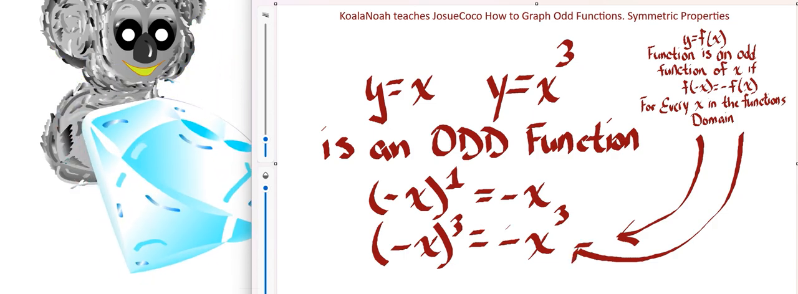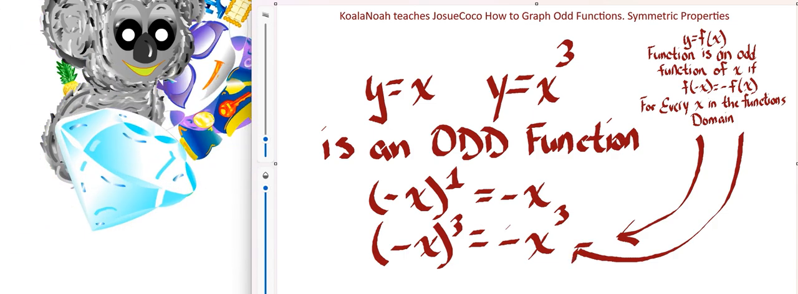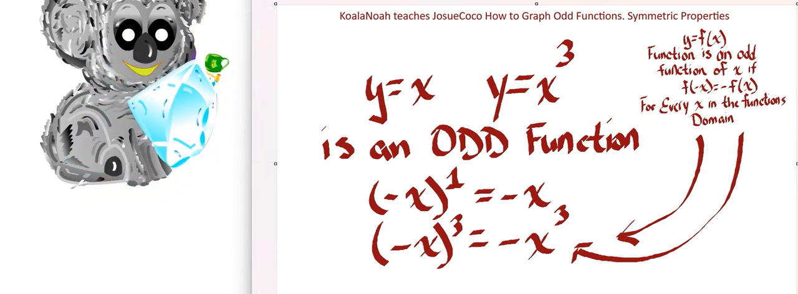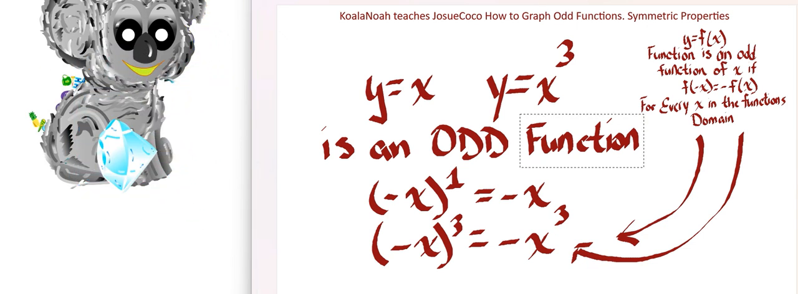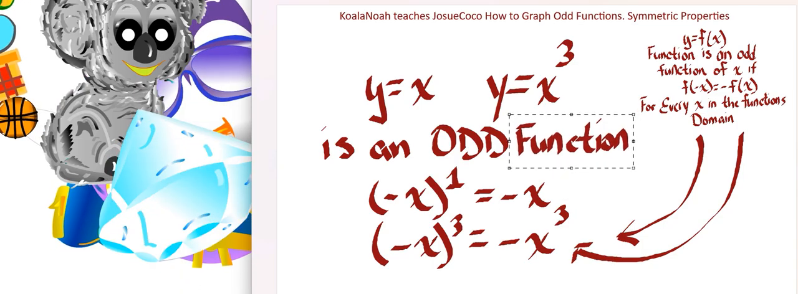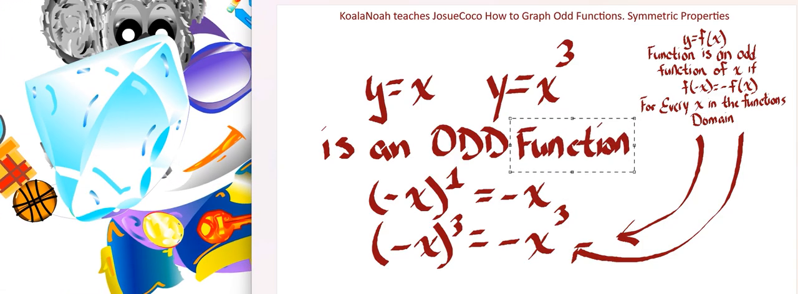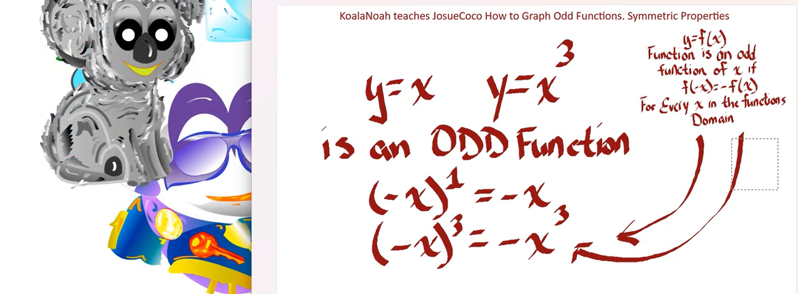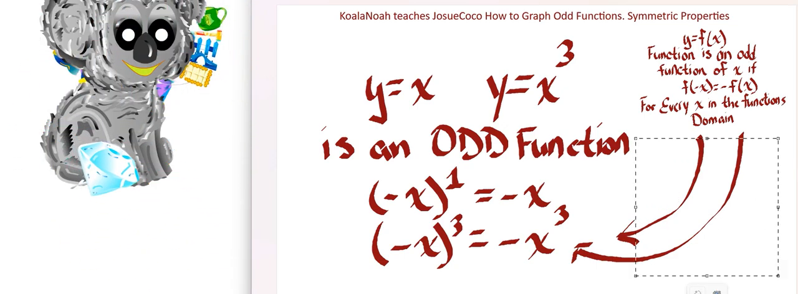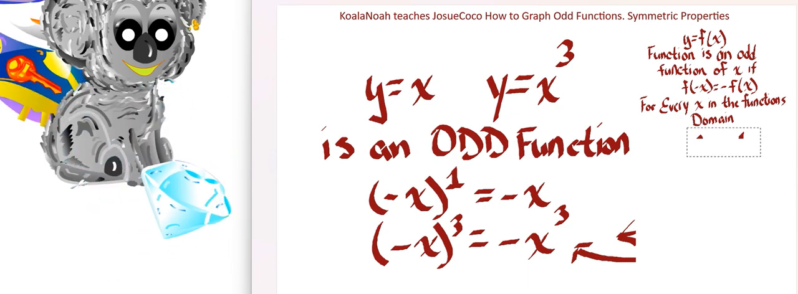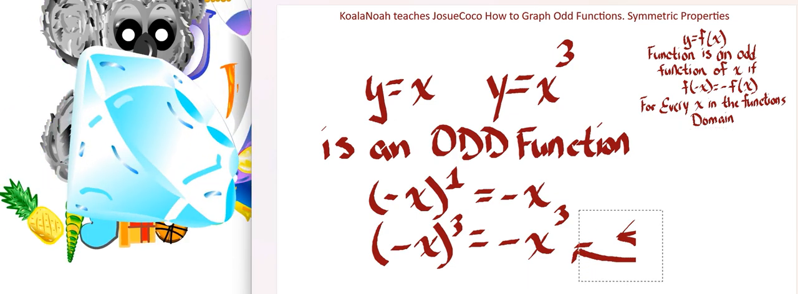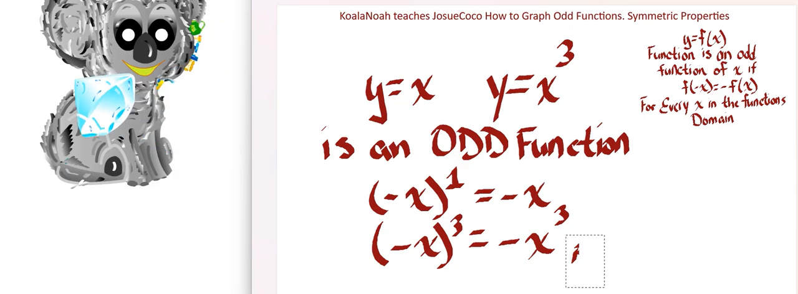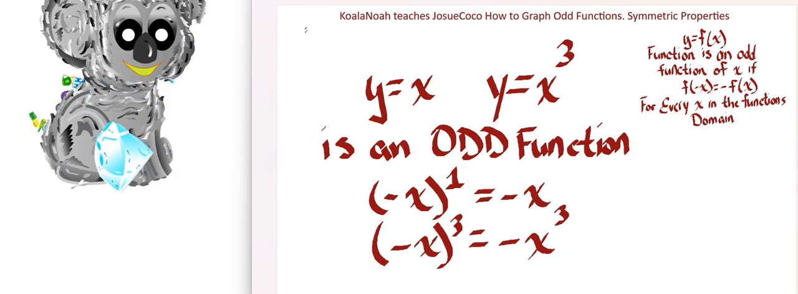Now we go ahead and apply the shortcut of Y equals f of X. A function is an odd function of X if f of negative X equals negative f of positive X, for every X in the function's domain.